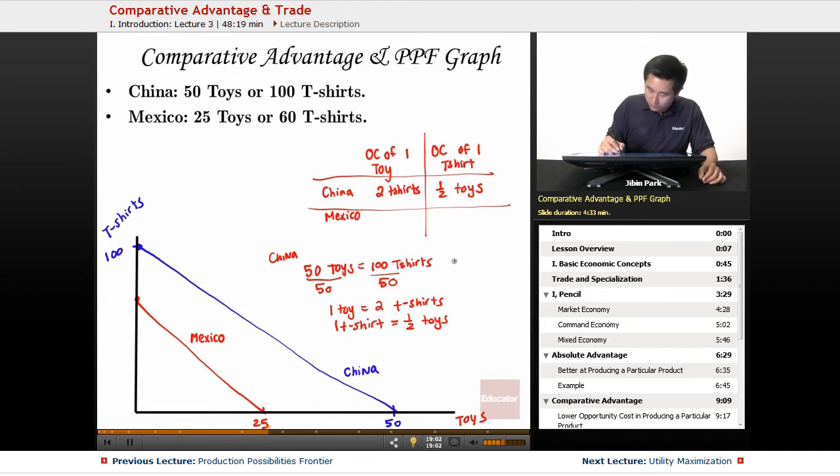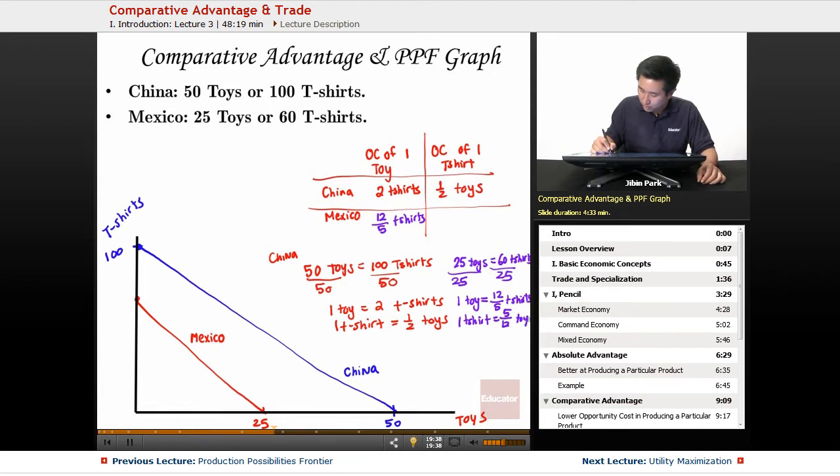So with Mexico, it's 25 toys equals 60 t-shirts. So you want to divide by 25 right here. One toy equals, again, 2 and 2/5, which is going to be 12 over 5 t-shirts. Okay, so we want to do it here. One toy equals 12 over 5 t-shirts. And one t-shirt is going to be the reciprocal, 5 over 12 toys here. So 5 over 12 toys.